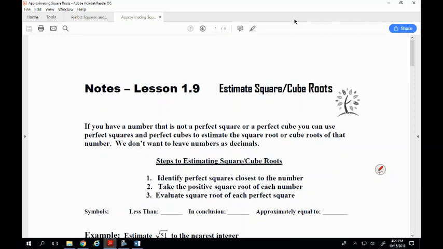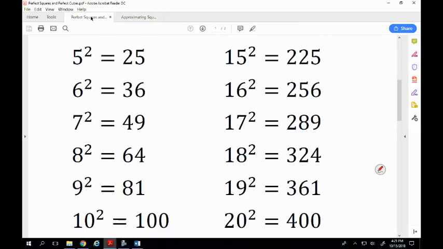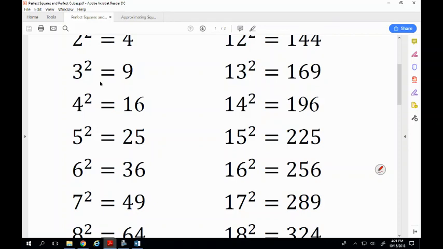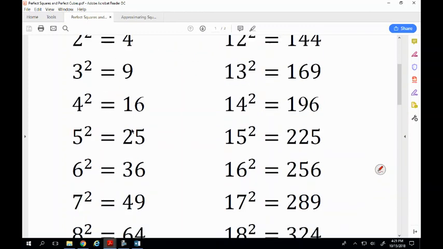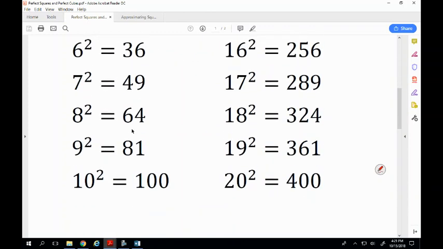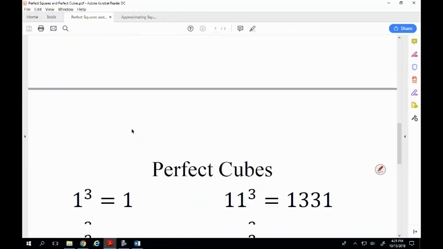The part that's difficult about this is you won't be using a calculator. Okay, so we're going to use our chart that we made. I'm going to flip over to that real quick so you can see it. All right, so we've made a perfect square and a perfect cube chart. Okay, and so if you take a look at this, on one side of our paper we have perfect squares. So 1 squared is 1, 2 squared is 4, so on and so forth, all the way through 20 squared, which is 400. And then on the back side of our paper we have the perfect cubes.